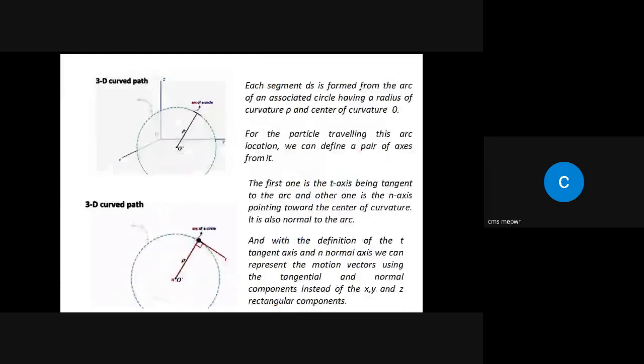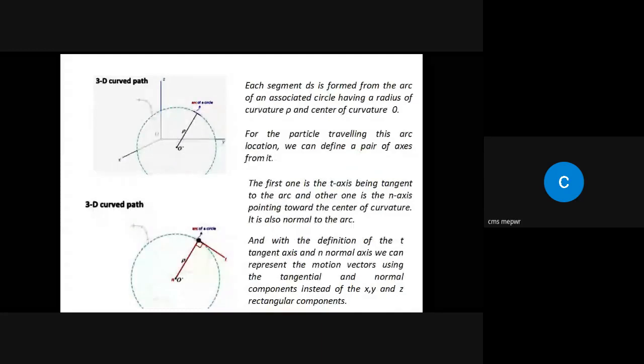Okay. So imagine we have a particle at this point, and then it moves and reaches this position. Let's say this is the arc that the particle follows, so the distance that it covers will be equal to the arc of a circle, right?